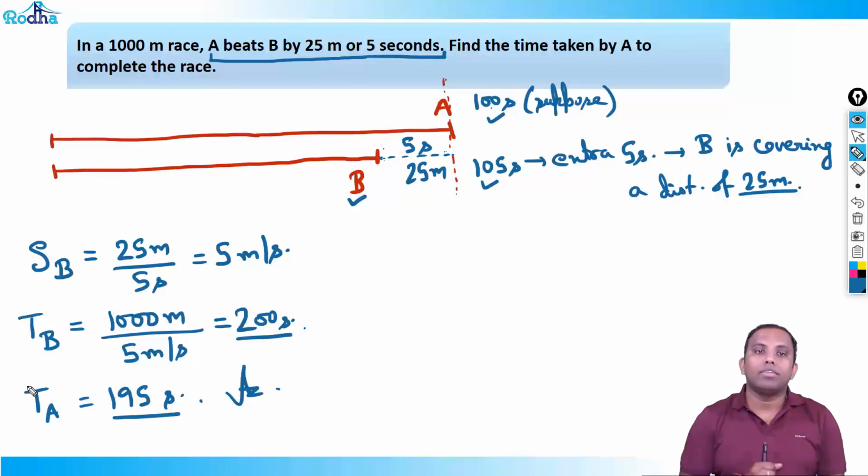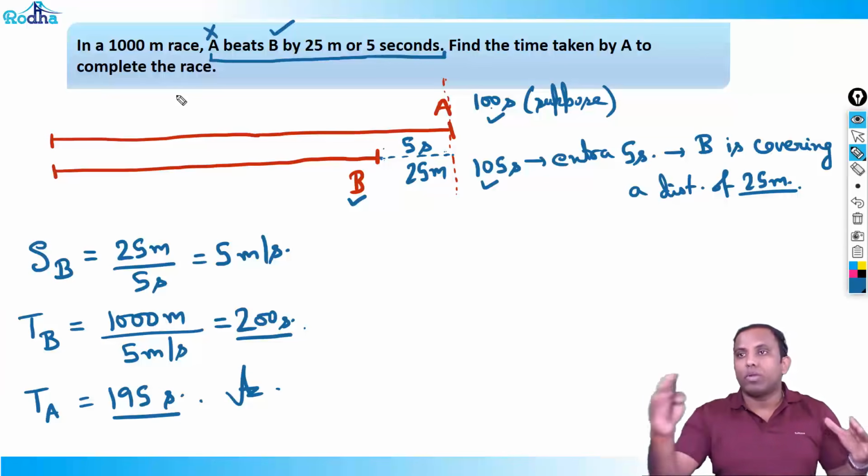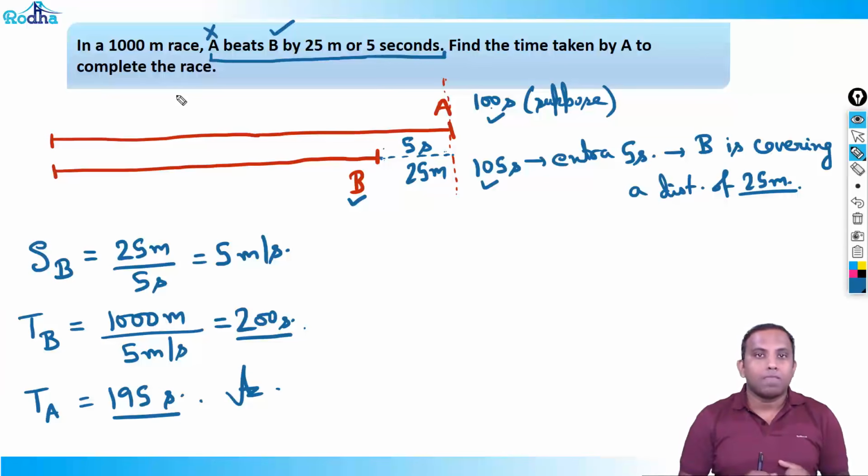Once you know this method, our task becomes very easy. Next time we see this kind of question, it's very easy. You don't require a pen, you can do it mentally. In a 1,000-meter race, A beats B by 25 meters or 5 seconds. Now we know the meaning. We can directly say the speed of B is 5 meters per second, not the speed of A, because B is lagging behind by 25 meters and has to cover that distance of 25 meters in 5 seconds.